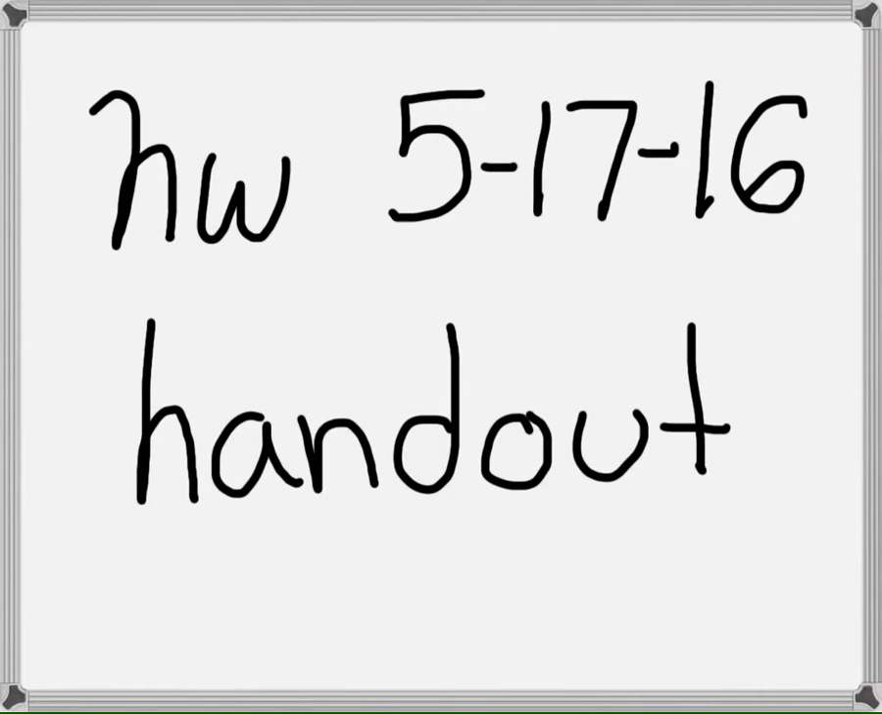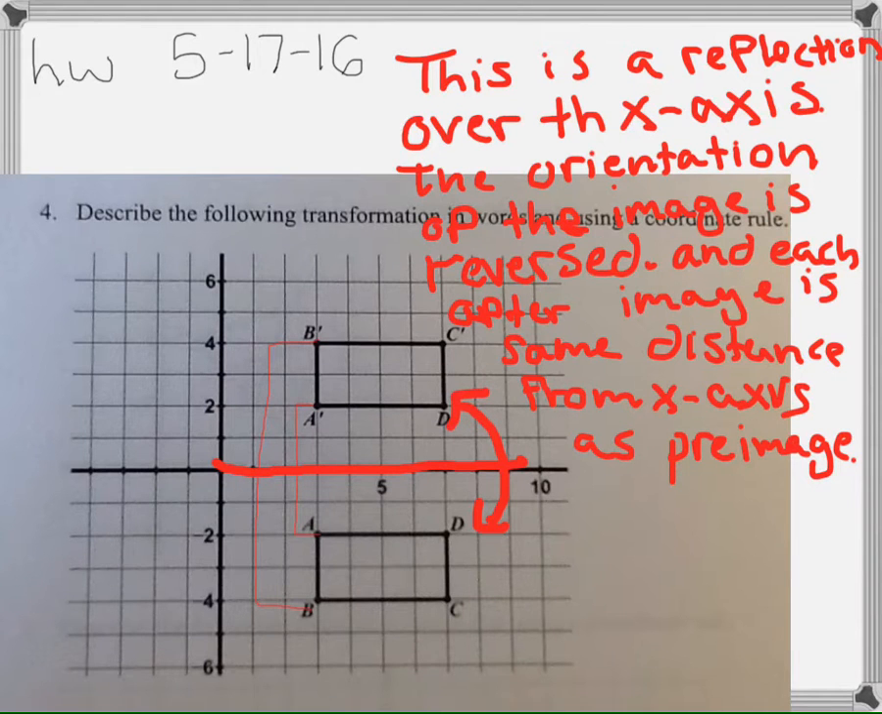This is the math video for the homework handout for 5-17-16. The first question, which happens to be number 4, asks us to describe the following transformation in words and using a coordinate rule.